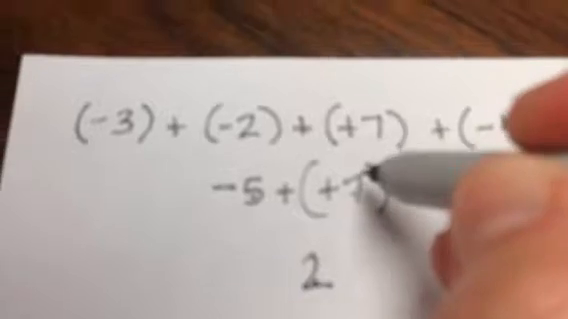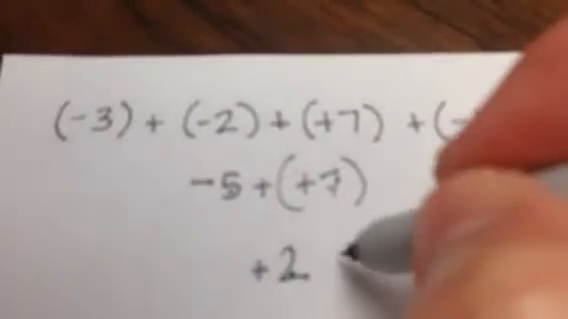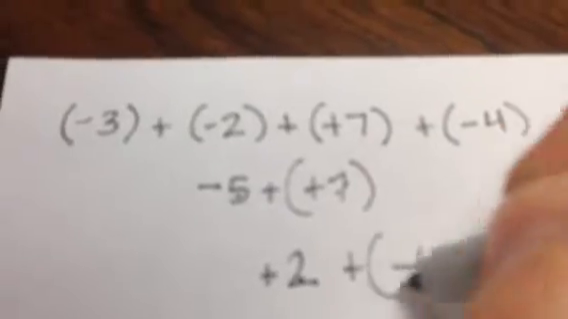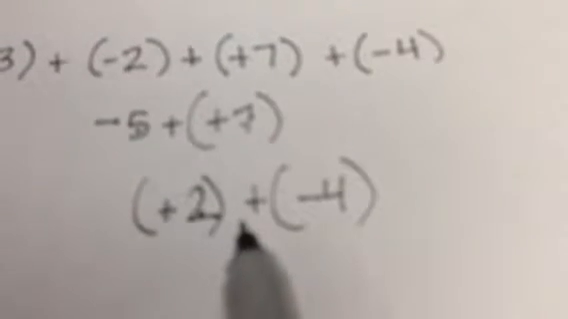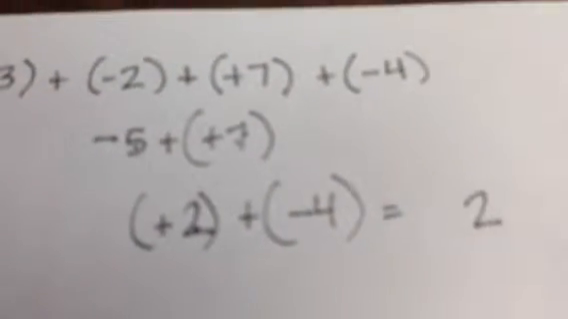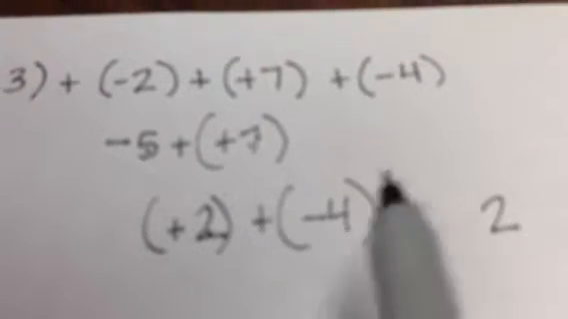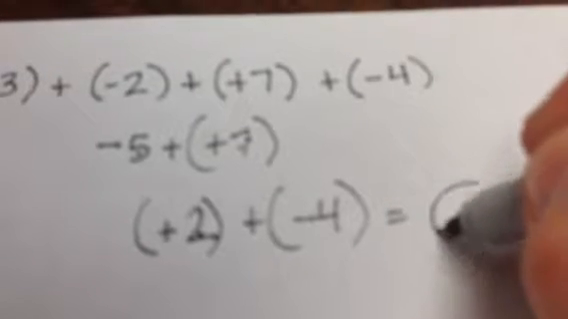What sign do I use? The bigger number's. So I have a positive 2 plus a negative 4. I have different signs, so I need to think subtraction. 4 minus 2 is 2. But which sign should I use? Which is the greatest number? Well, 4. So I'm going to use negative 2.